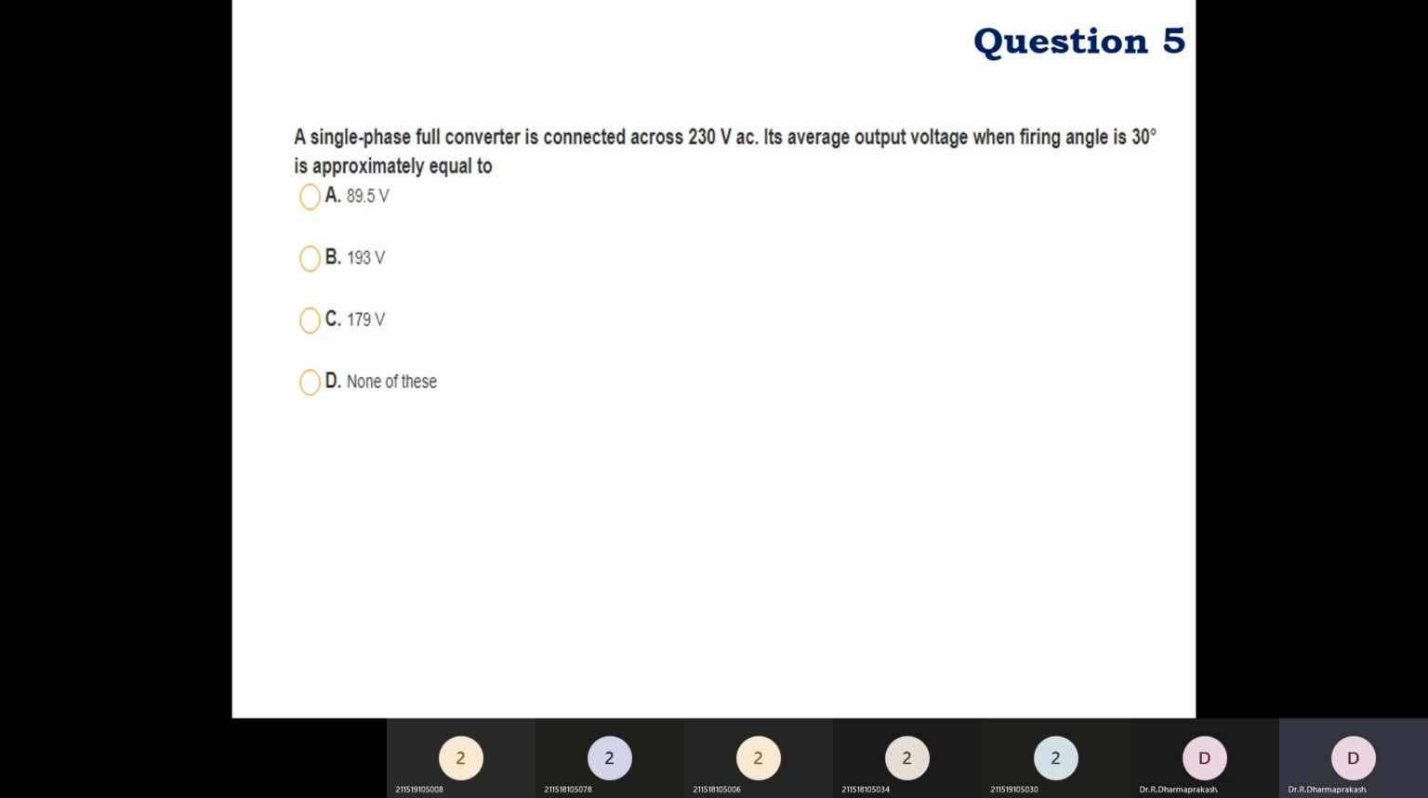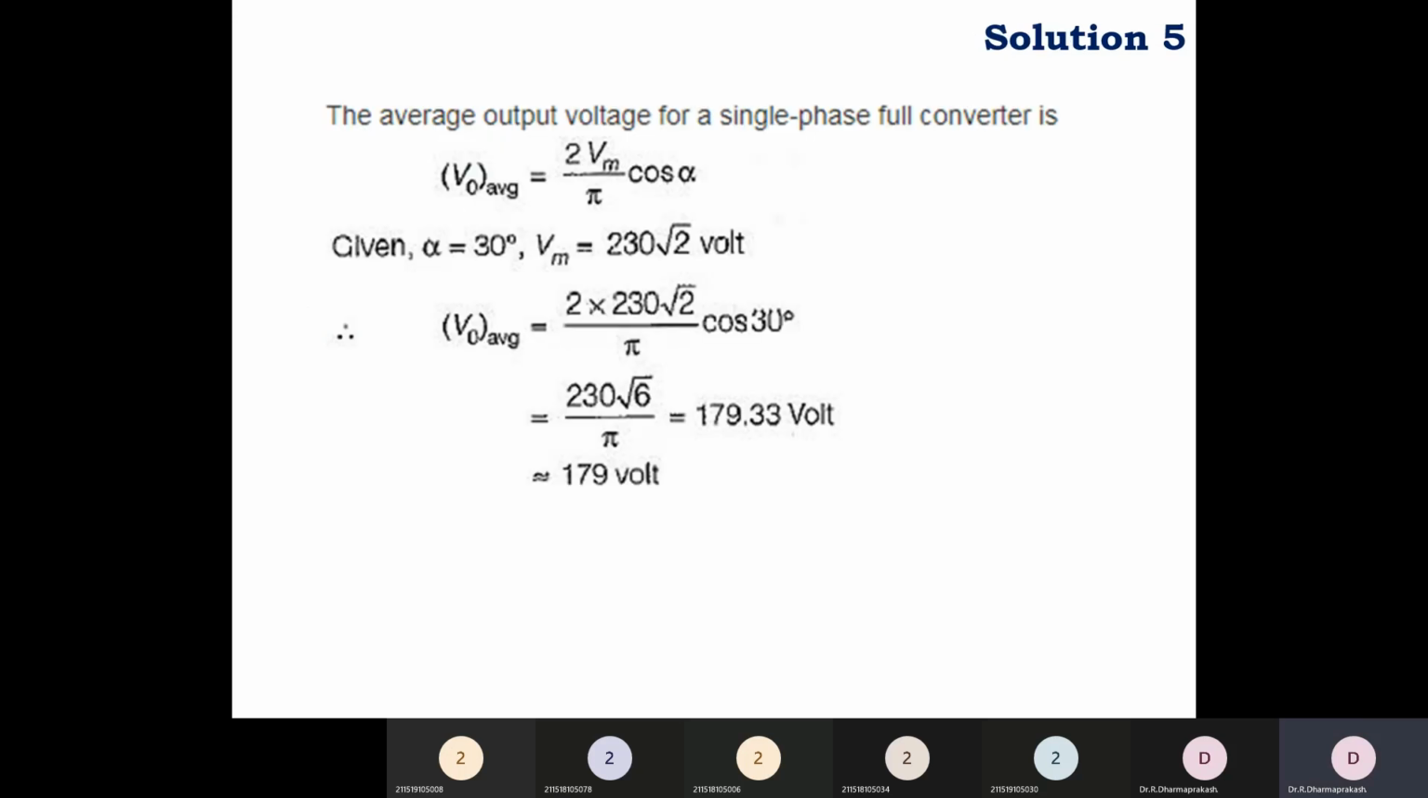A single phase full converter is connected across the supply terminals. Its average output voltage when the firing angle is 30 degrees is approximately equal to. Here we have to use the corresponding formula. So the V naught average is equal to 2 Vm by pi cos alpha. 2 Vm by pi cos alpha.